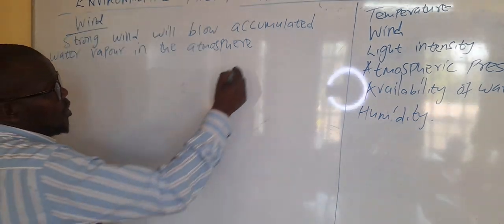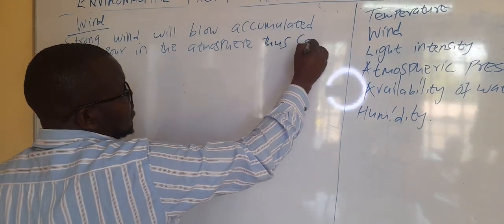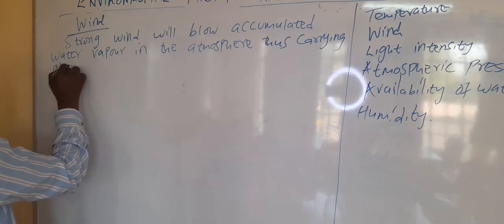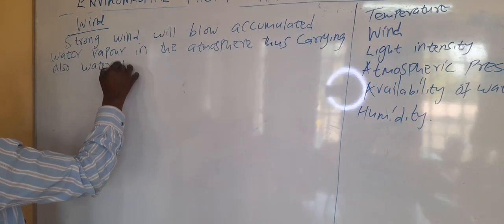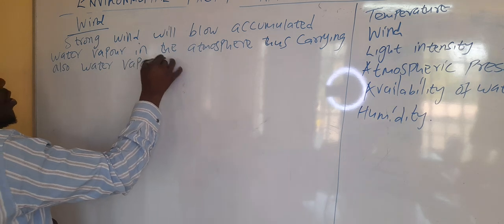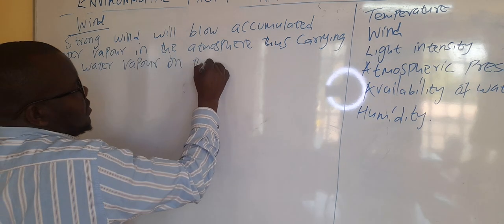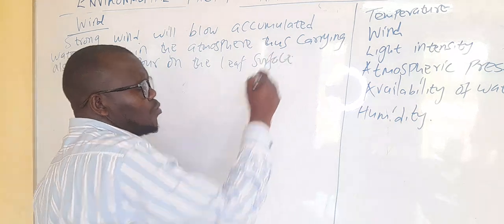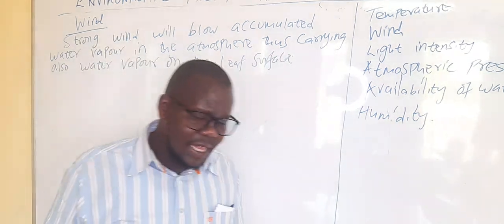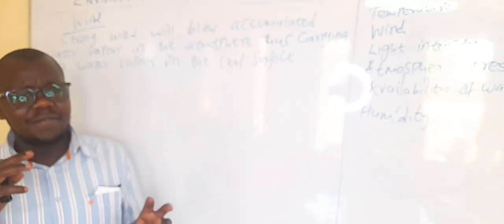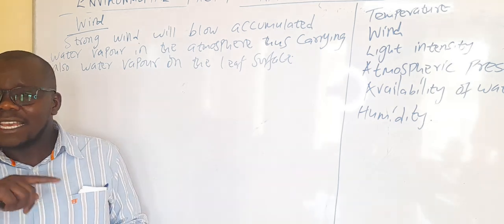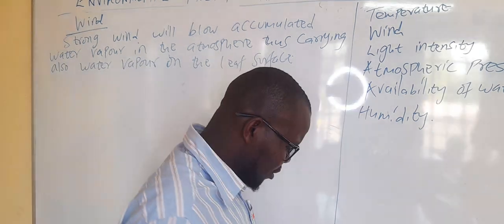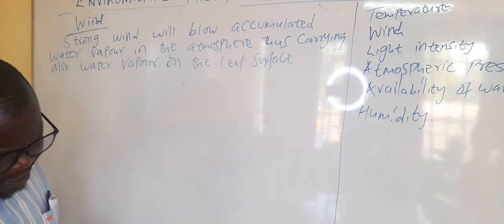So we are saying it will do what? That's carrying what? Also, water vapor on the leaf surface. And because of this, what will happen? This increases the concentration gradient difference between the internal leaf and the external atmosphere. And the external what? Atmosphere. And this now increases the rate of transpiration.